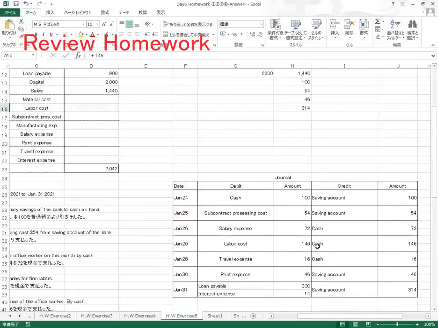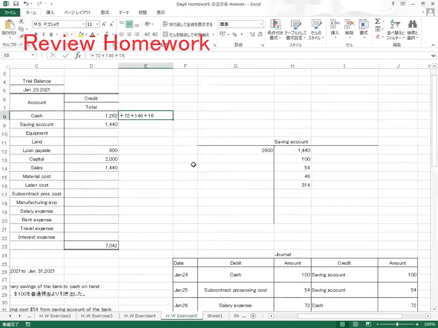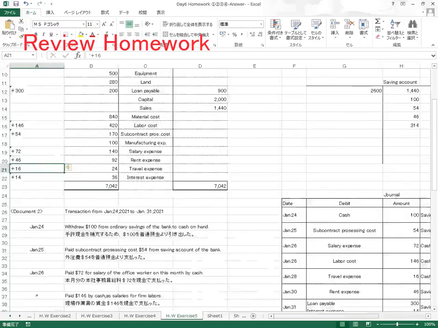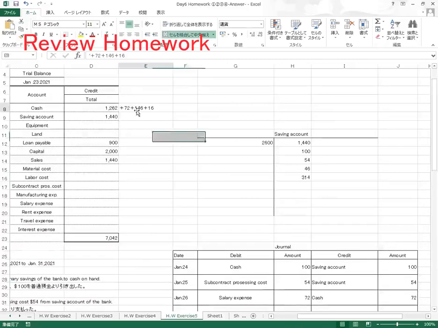Then the labor cost 146. Go to the labor cost in the trial balance and add the 146 at the debit side. Then cash credit side 146. Just add it to the trial balance of cash. Next, travel expense: just like this, memorize the debit side of the travel expense 60, and cash 60 to the cash credit side.